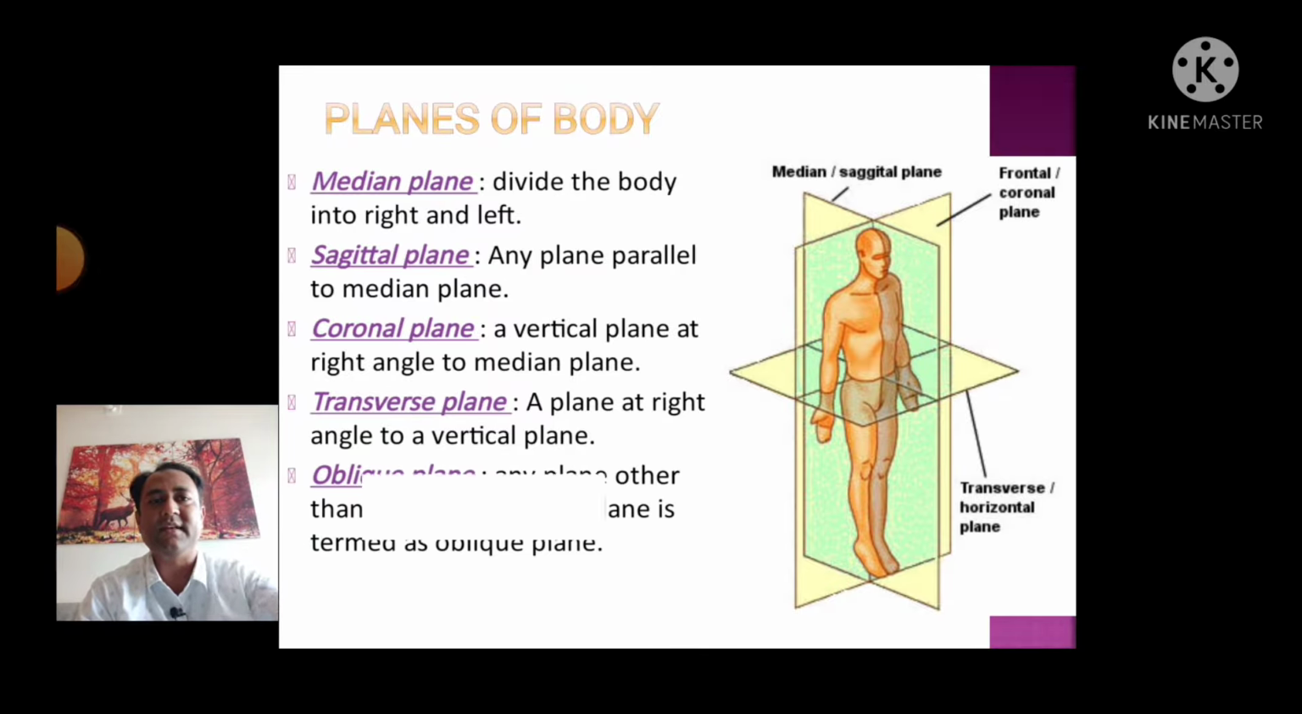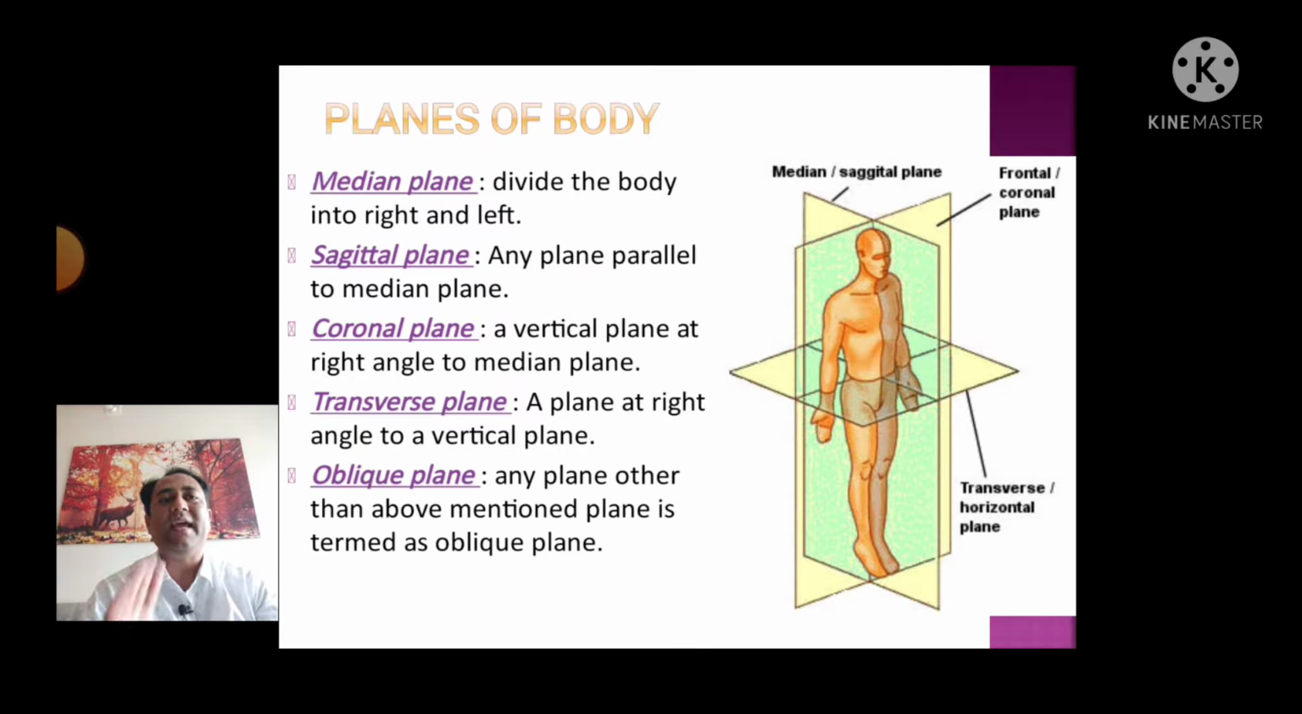And the next one is the oblique plane. Any plane other than the above mentioned planes is called an oblique plane. It can be like this, like this, like this, it can be any. Any plane other than the above ones, median, sagittal, coronal, transverse, is called an oblique plane.